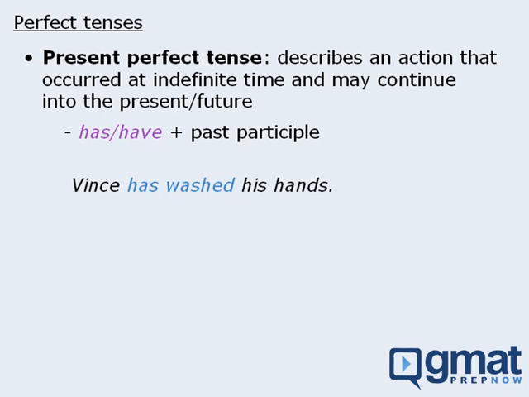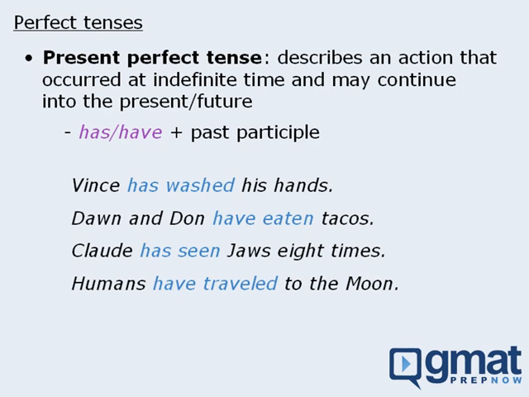Alright, let's examine another sentence that uses the present perfect tense. Vince has washed his hands. Notice once again that we're describing a non-specific action here. All we know is that Vince performed this action at least once, and he may or may not continue to perform this action in the future. Alright, here are some more examples of sentences with present perfect tense.